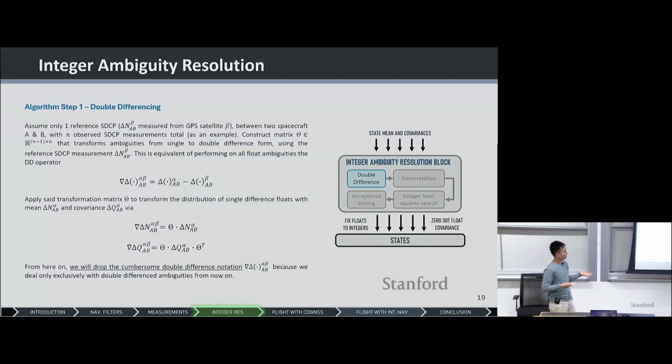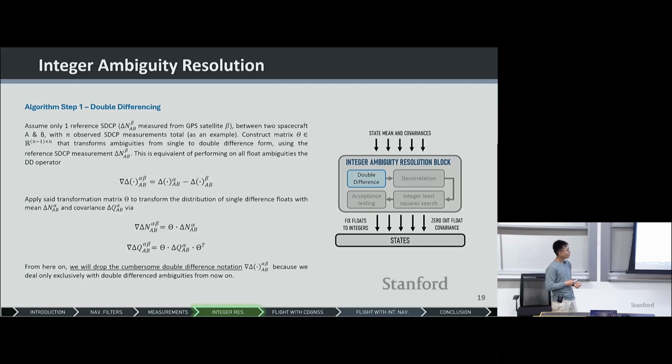So we talked about double differencing. This is in essence just to familiarize yourself with the typical format that literature tries to adopt. So literature usually gives double differencing as a nabla delta. Single differences are a single delta here. Subscripts are your receiver indices, and superscripts are your GPS satellite indices.